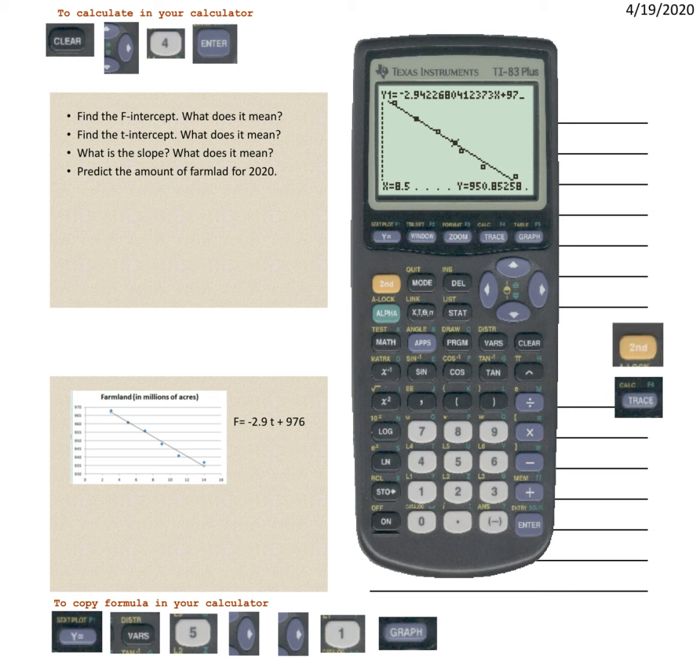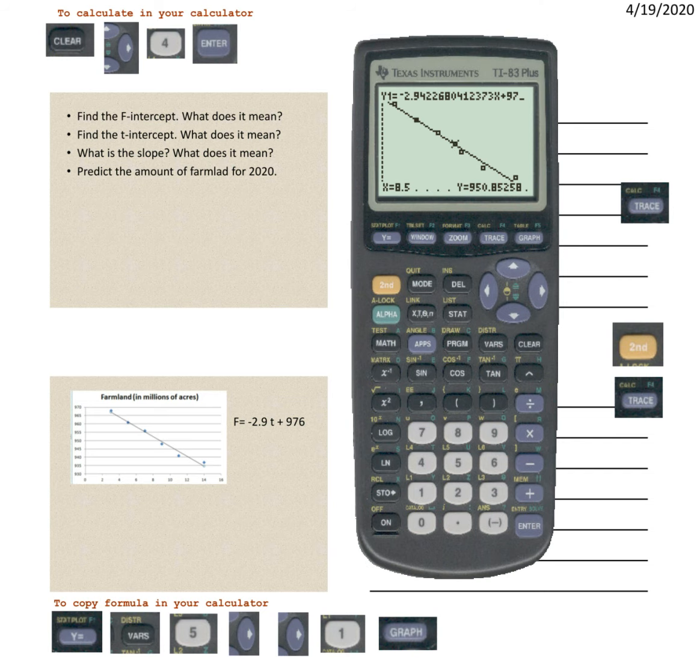The other particular button I'd like to point out is the second button, second plus the trace button. They're very common, so the trace and the second trace combination are very useful. Especially if you want to calculate stuff like in this case it's asking us to find the F intercept and what does it mean. But before I can calculate anything, let's go to zoom and I'll go to zoom out.